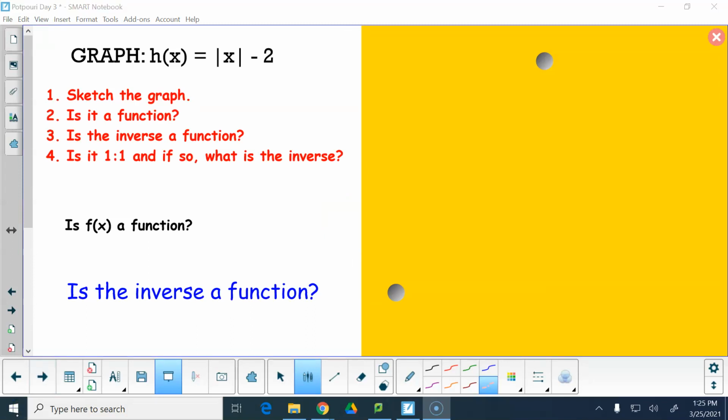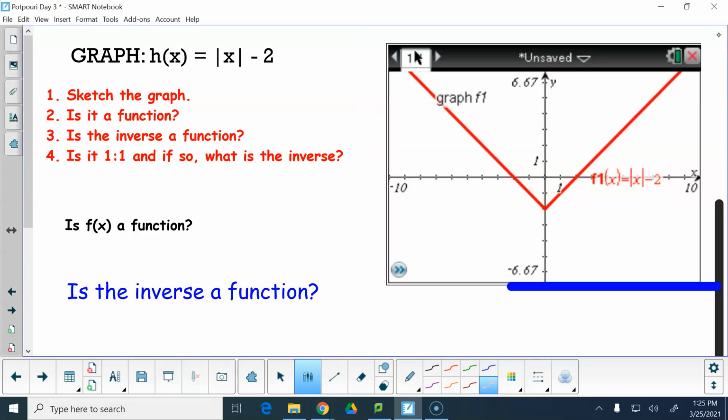So what does this graph look like? It's a V, right? Opening up or opening down? Up. Yep. Is it a function? Yes. Is the inverse a function? No. So it's not 1 to 1, so we don't have to find the inverse.